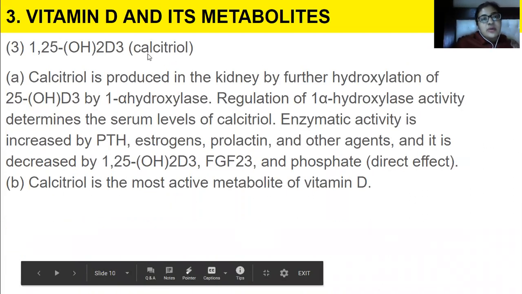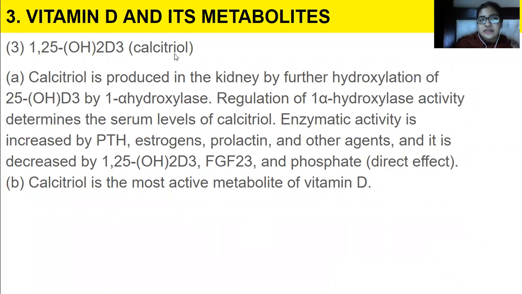Then we'll talk about calcitriol, which is another metabolite. So calcitriol is produced in the kidney by further hydroxylation of the 25-hydroxy D3 by 1-alpha-hydroxylase. Regulation of 1-alpha-hydroxylase activity determines the serum level of calcitriol. So enzymatic activity is increased by PTH, estrogens, prolactin, and other agents, and it is decreased by agents which have the direct effect. Calcitriol is the most active metabolite of D3.